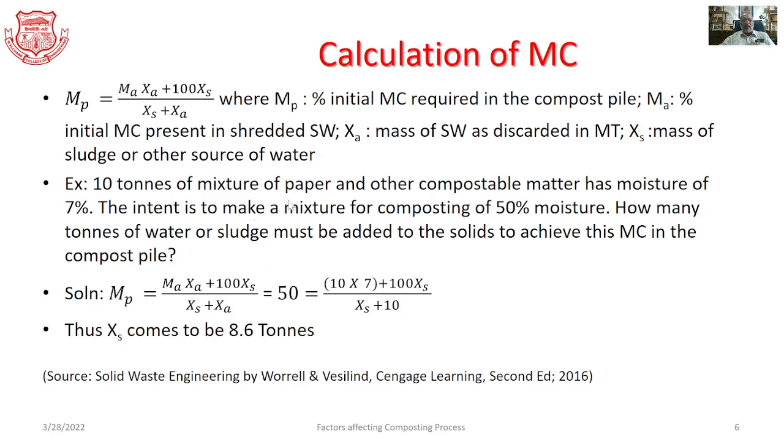Here, we have considered this initial percentage moisture content required in the compost pile to be 50%, and for the 10-ton of the mixture, which is with the 7% of this moisture content, the quantity of the sludge that is required to be added comes to be 8.6 tons for the given data here.